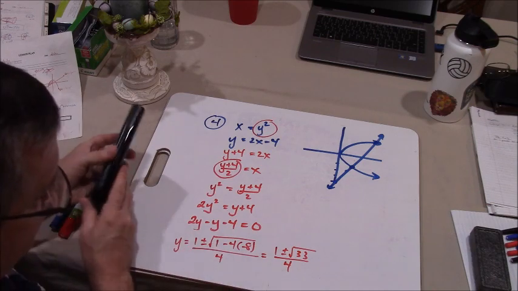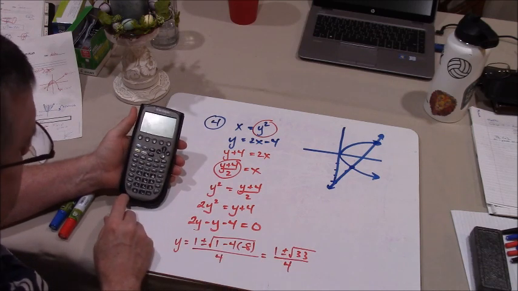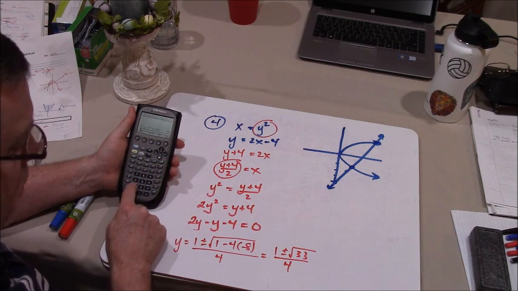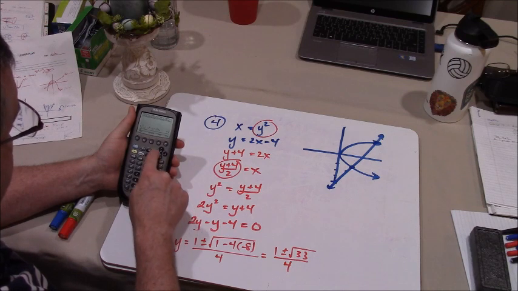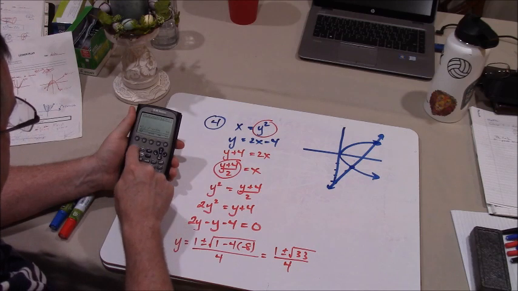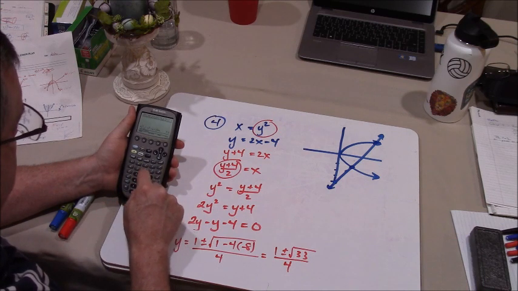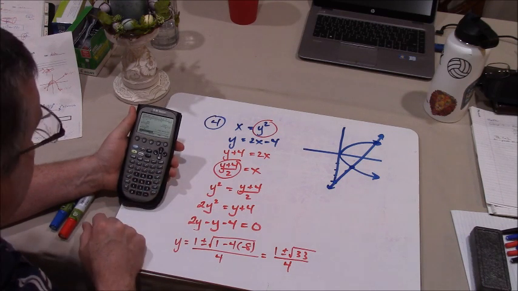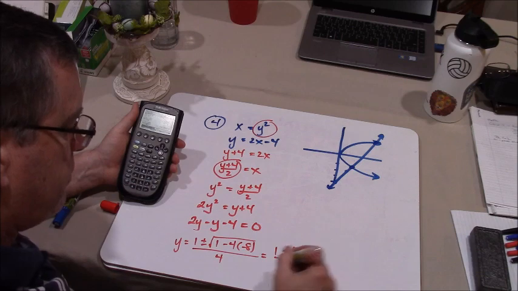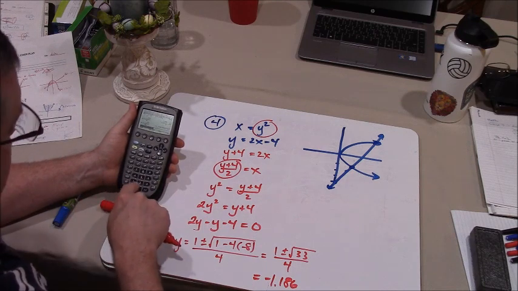So I'm going to go ahead and solve this and store these values in the calculator. I'll do the subtraction part first. That'll be my a value. So I've got, let me put this inside parentheses, 1 minus the square root of 33, close parenthesis, and then divide by 4. All right, so I got a negative 1.186. And I'm going to store that in alpha A.